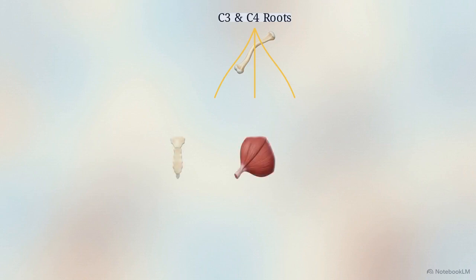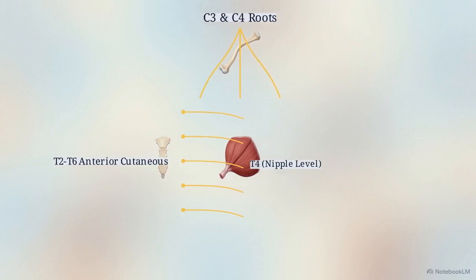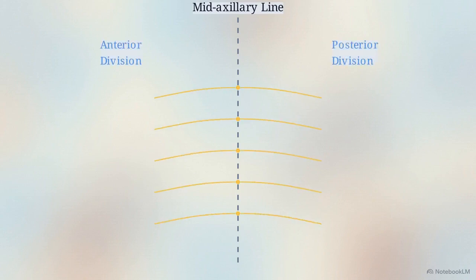Moving medially along the model, we see the anterior cutaneous branches of the intercostal nerves, spanning roots T2 through T6, piercing the pectoralis major right at the lateral edge of the sternum. As the model rotates laterally, we observe the lateral cutaneous branches from those same T2 through T6 intercostal nerves, emerging at the mid-axillary line, cleanly bifurcating into anterior and posterior sensory divisions.